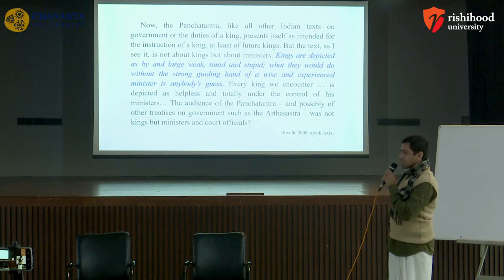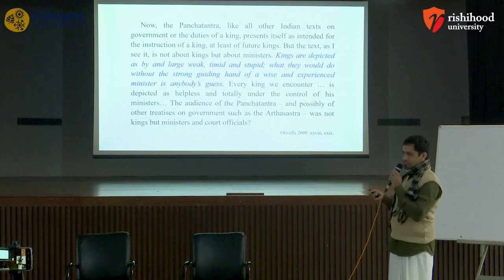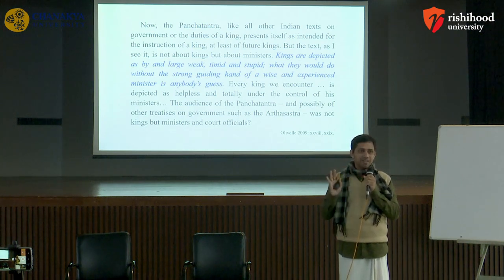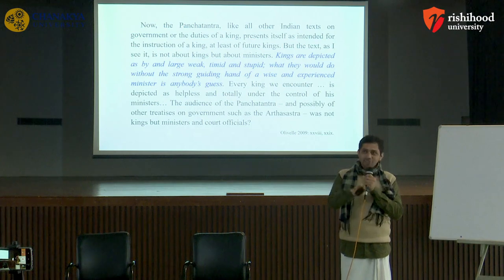Here he says, the kings in Panchatantra are depicted as by and large weak, timid, and stupid. What they would do without the strong guiding hand of a wise and experienced minister is anybody's guess. So every king we encounter is depicted as helpless and totally under the control of his ministers. So he has the insight that if we see discussions in Panchatantra, the king is not sovereign. He doesn't have this complete authority. But he himself, in the translation of Arthashastra, in the introduction of Arthashastra, says the king was sovereign.